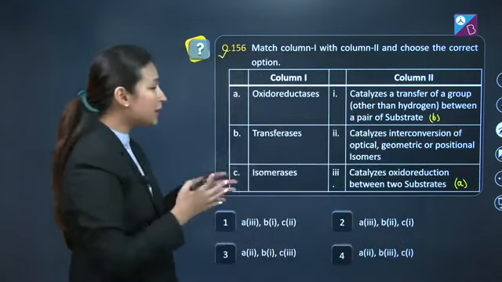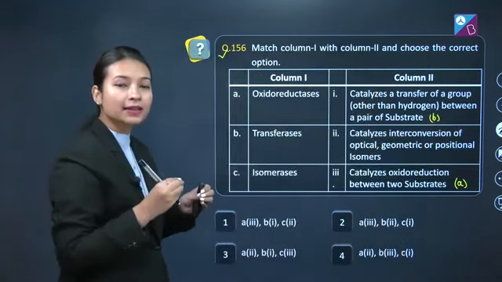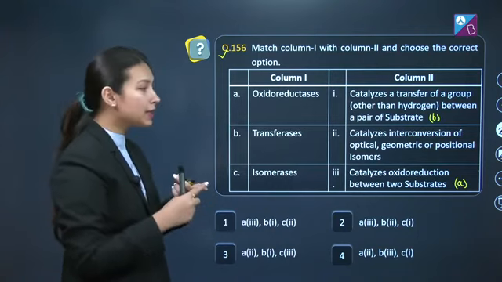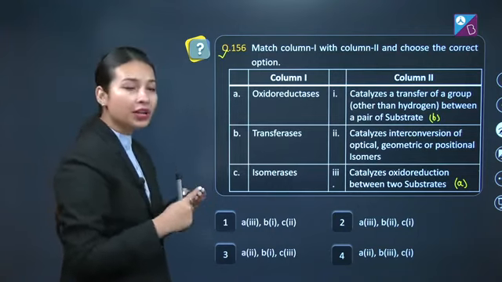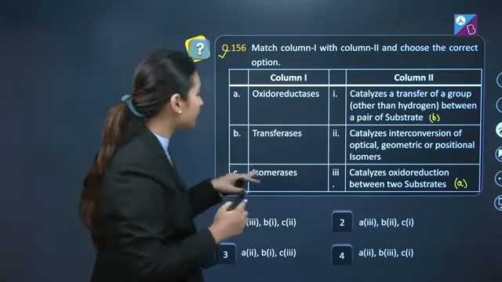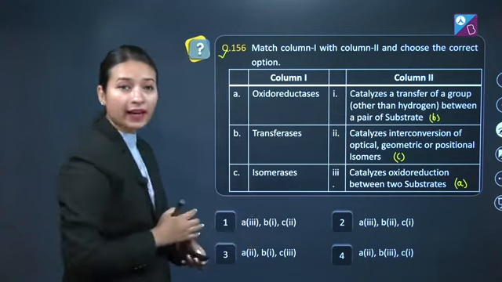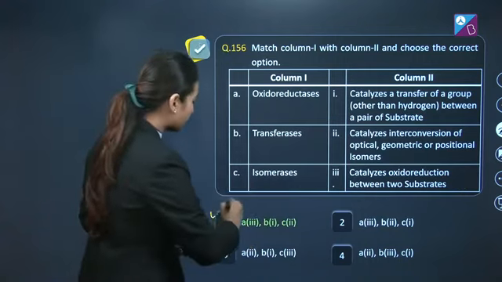C here is isomerases. Now isomerases are the enzymes which catalyze interconversion of optical, geometric or positional isomers. So that's why C here matches with 2. So the option which is satisfying our answer here is option number 1.